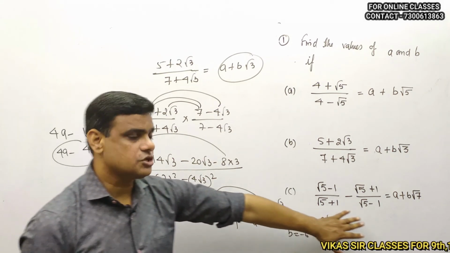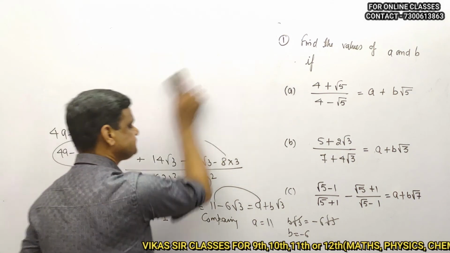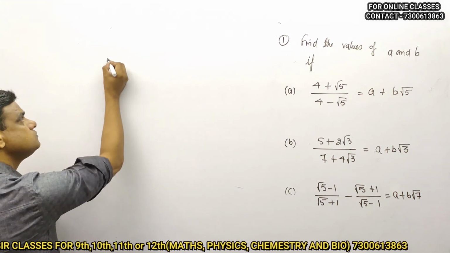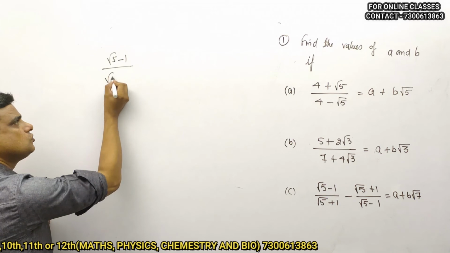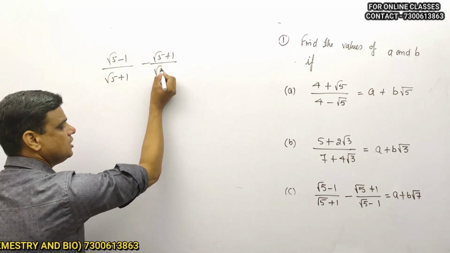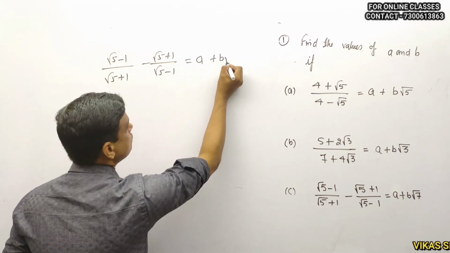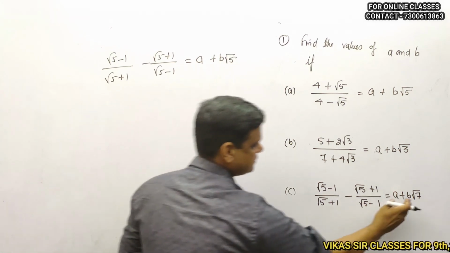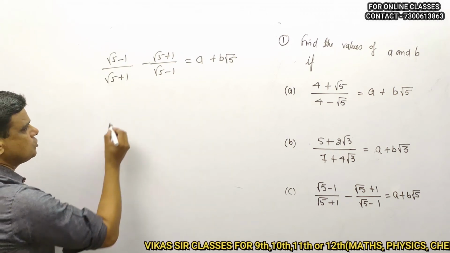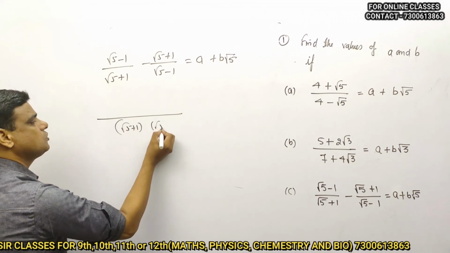And the last question of this format is, let's see, the question is root 5 minus 1 upon root 5 plus 1 minus root 5 plus 1 upon root 5 minus 1 is equal to a plus b root 5. It is not 7, it is 5. Okay. We know how to solve it. Taking the LCM, it is root 5 plus 1 into root 5 minus 1.